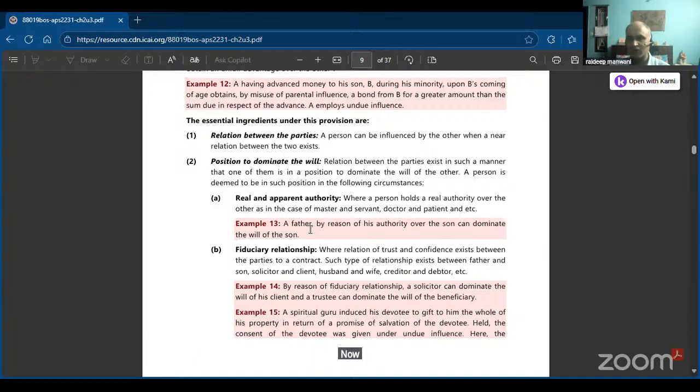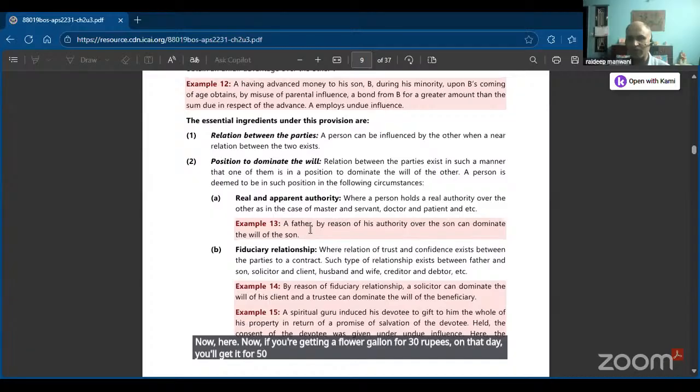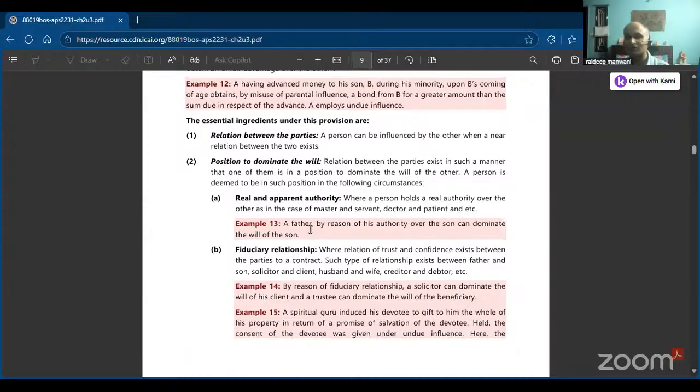Now see here, if you're getting a flower garland for 30 rupees, on that day you'll get it for 50 rupees. You can't blame the shopkeeper for charging 50 rupees because there is so much demand.